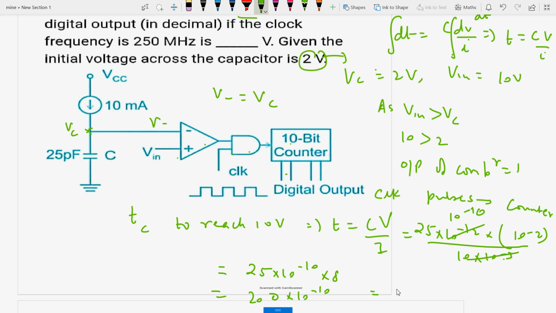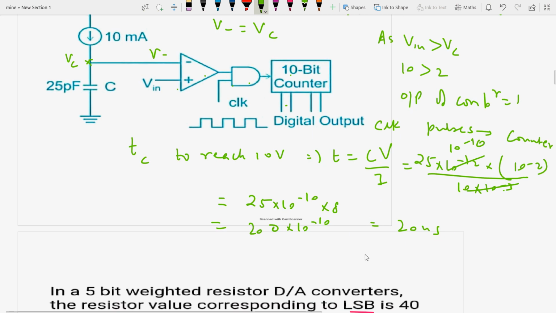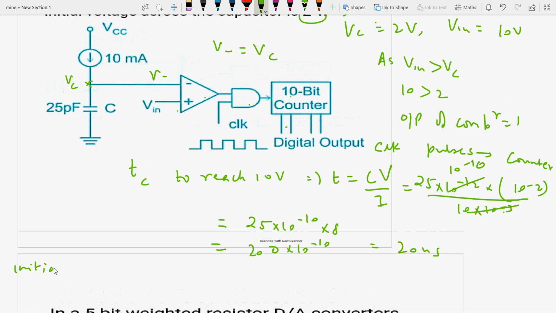So as the initial voltage is 2 volt. Initial voltage is how much? It is 2 volt. As you can see, initial voltage is 2 volt. We will take V dash is equal to 10 minus 2 is equal to 8 volt.